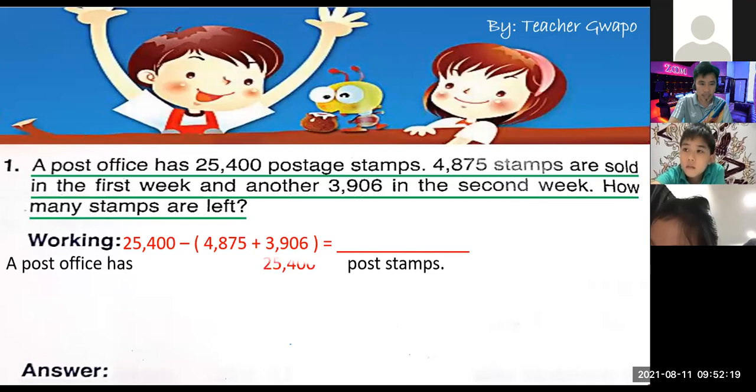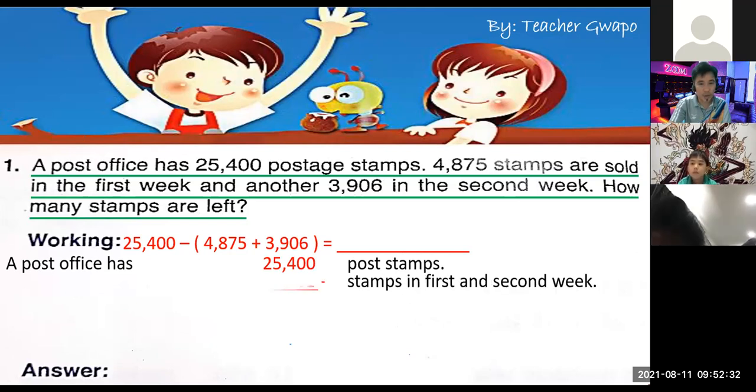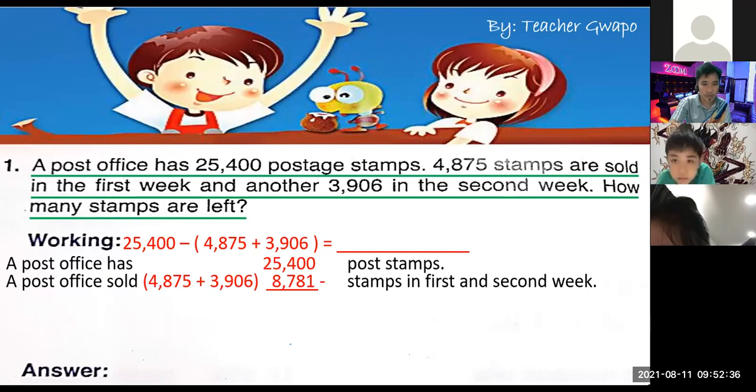So we just do like this. A post office has 25,400 postage stamps. Okay, like that. And then you will write there, the post office sold in the first and second week, a total of 8,781. Okay, that's the total number of postage stamps that were sold.